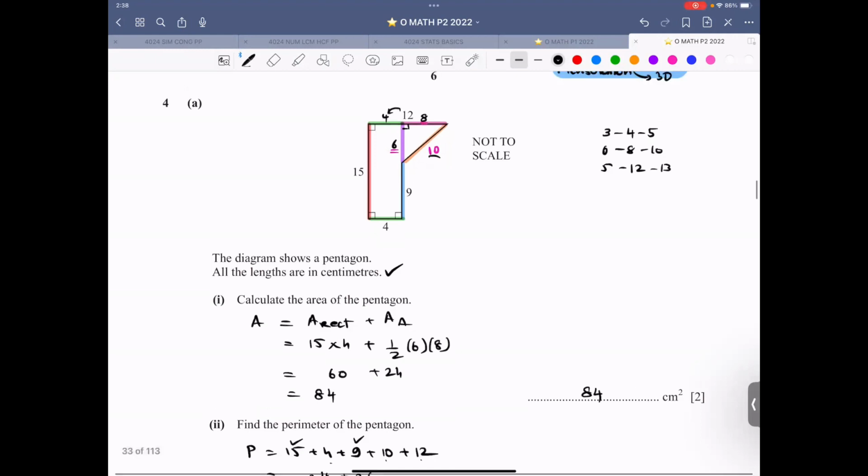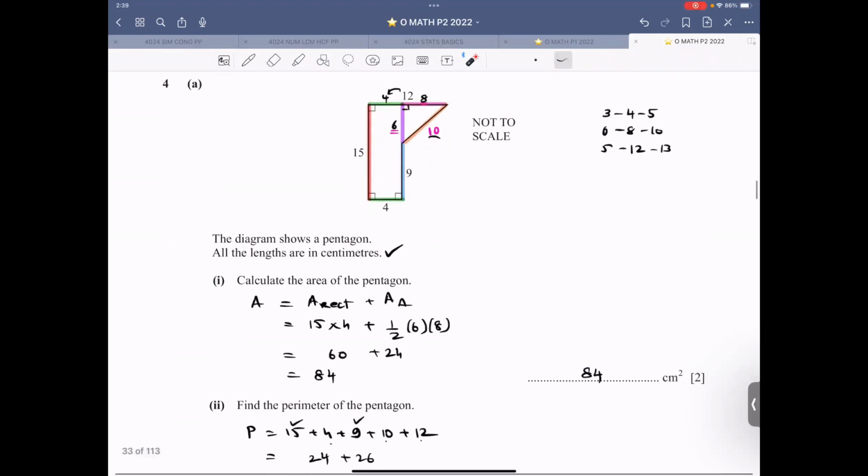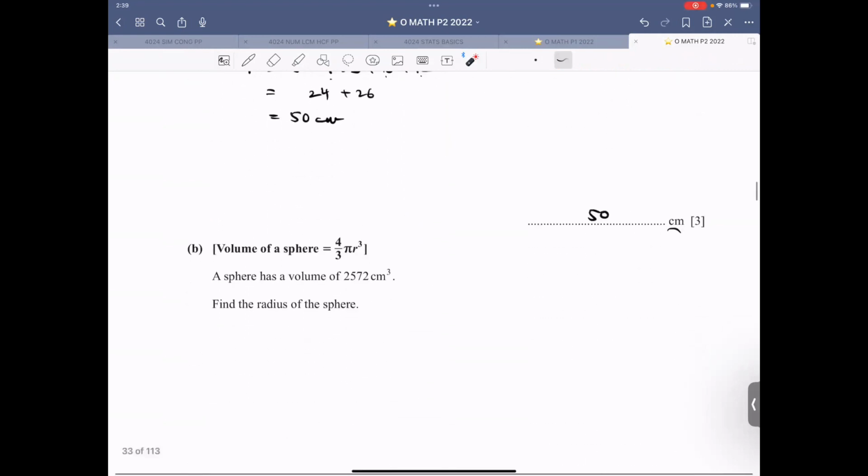Now, some people ask this question: can we take this as a trapezium and then this as a rectangle? Of course you can. Okay. So now this thing is done.